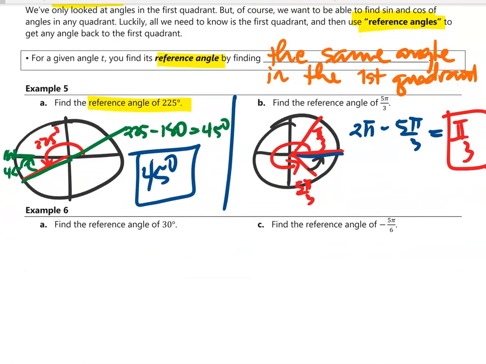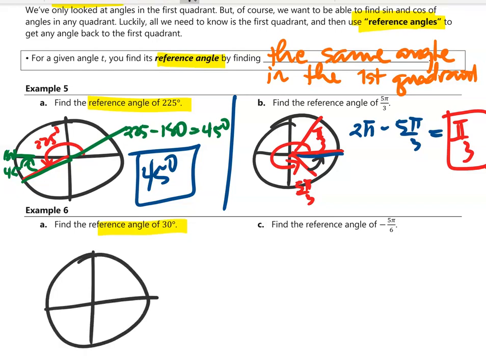Okay, letter A, example 6, find the reference angle of 30 degrees. So again, where is 30 degrees? This is 30 degrees. And again, the reference angle is the same angle in the first quadrant. So 30 degrees is already in the first quadrant, so the reference angle is just 30 degrees.